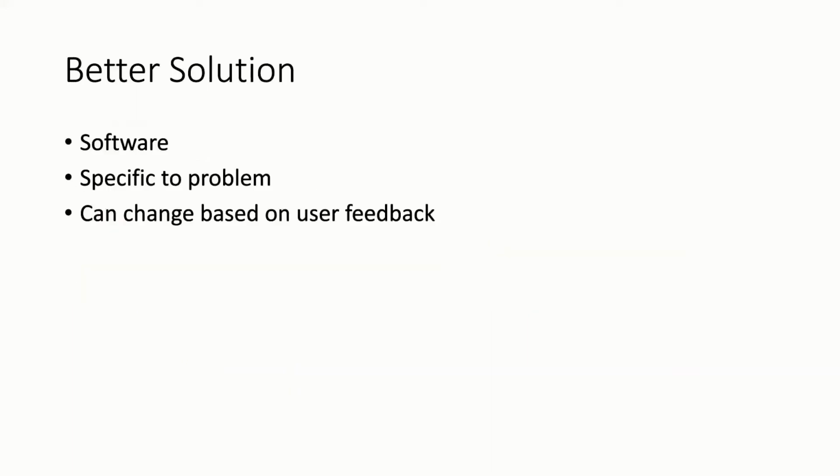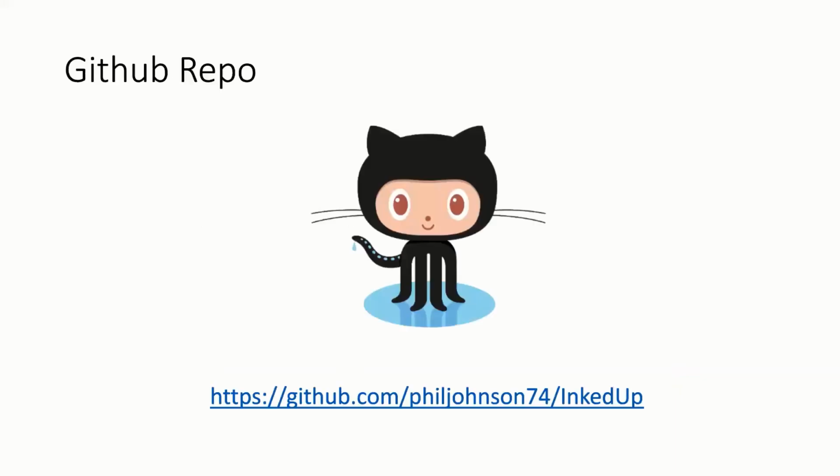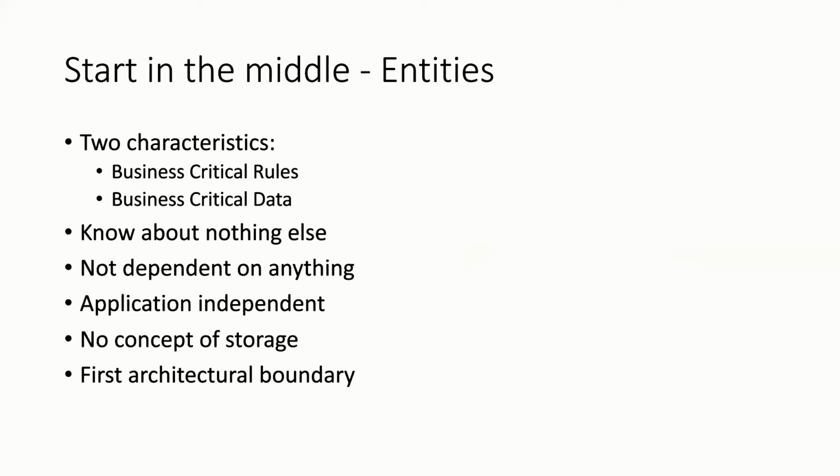But it's an interesting thing. There's not much to do, so it's quite easy to abstract some things out and look at creating a software solution. It can be specific to this problem, and it can change over time based on user feedback. There is a GitHub repo that has this code in, if anyone's interested in checking it out after the session. And I can share these slides as well, so you can see where that repo is. So where do you start with clean architecture?